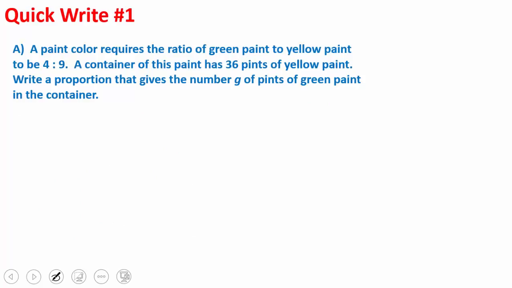Here's the first quick write of the night. A paint color requires the ratio of green paint to yellow paint to be 4 to 9. A container of this paint has 36 pints of yellow paint. Write a proportion that gives the number G of pints of green paint in the container. So recognize you have a proportion to write. And so you can do a proportion template. Look at how it's worded. Look to see if you can find a ratio and then fill in the rest. We'll talk about it tomorrow in class.